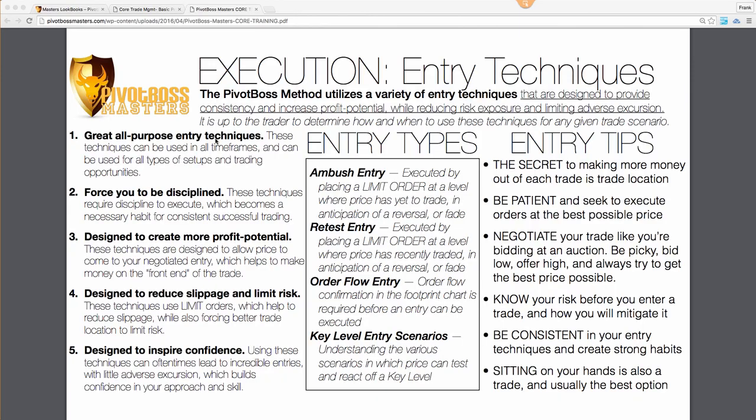So instead, you've got to flip the mindset and say, you know what? At least I identified the spot within 2 ticks, even if I didn't get filled. How many people can do that? And let's try to get it next time. And maybe you might front run it by a tick or 2 next time, right? So you've got to be patient. You should negotiate your trades. Negotiate your trade like you're bidding at an auction, because it is an auction. Be picky and bid low and offer high, and always try to get the best price possible.